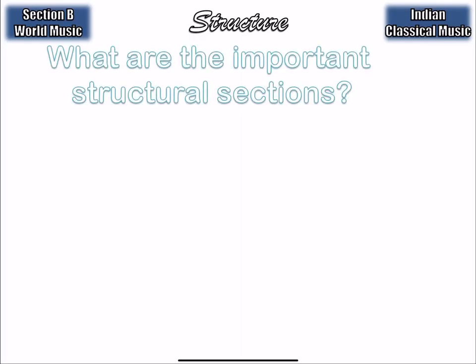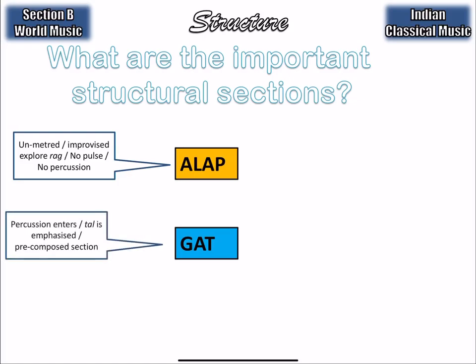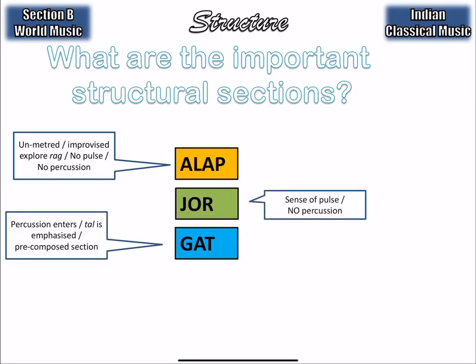The two important sections that you should know are the alap and the gat. Okay, now the alap is an introductory section which uses the rag, so the scale that it's in, and it introduces that scale. So there's an improvisation which plays up and down the scale. There's no meter, there's no sense of pulse, there's no percussion instrument. And the gat is a pre-composed section, so it's not an improvisation, and it has a percussion instrument in it, so potentially the tabla.